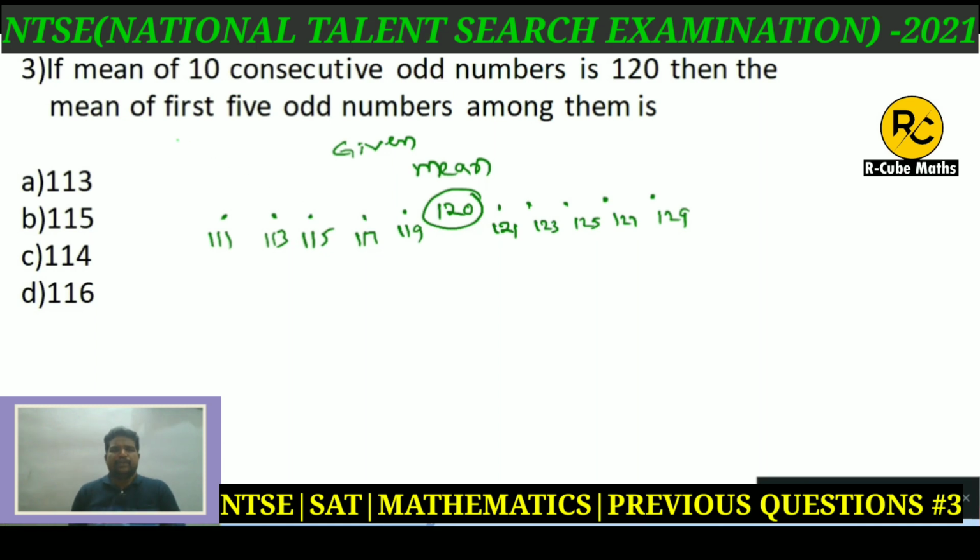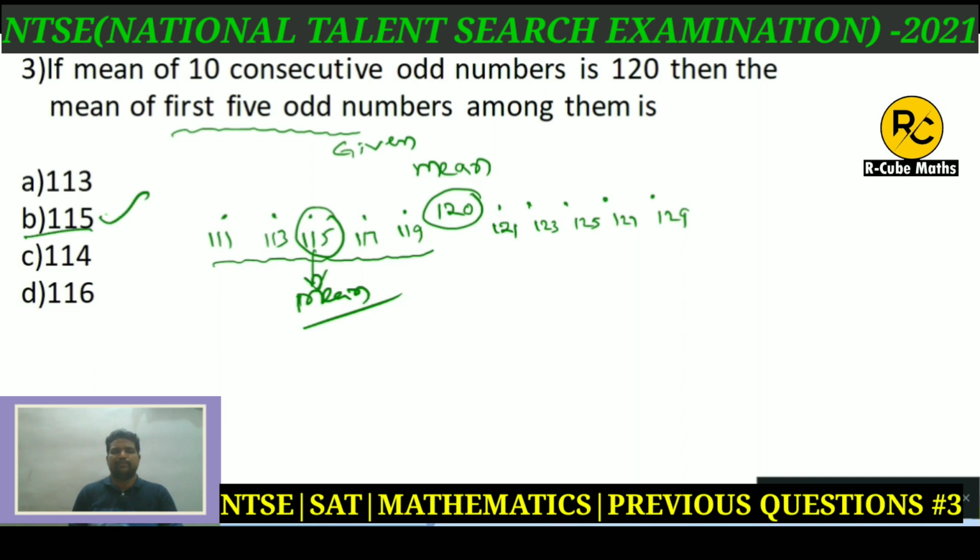According to the question, what is the mean of the first 5 odd numbers? Observe here, the first 5 odd numbers are these, and the middlemost one is the mean. So 115 is the mean. So this is the answer. Option B is the right answer.